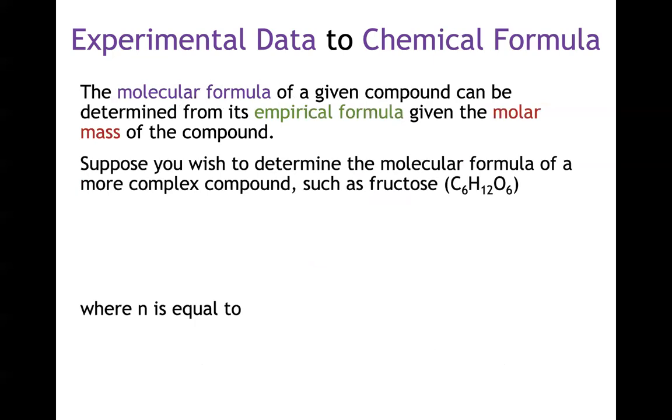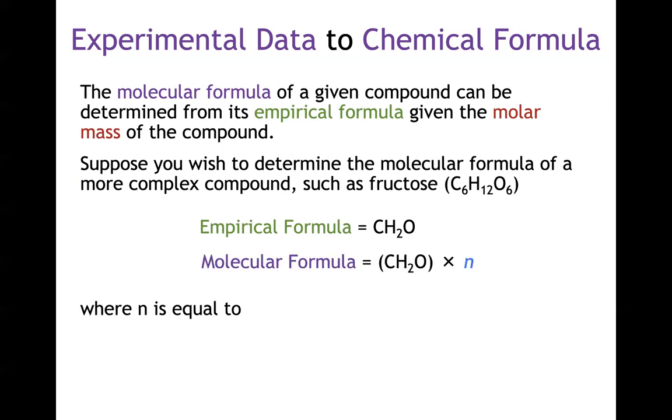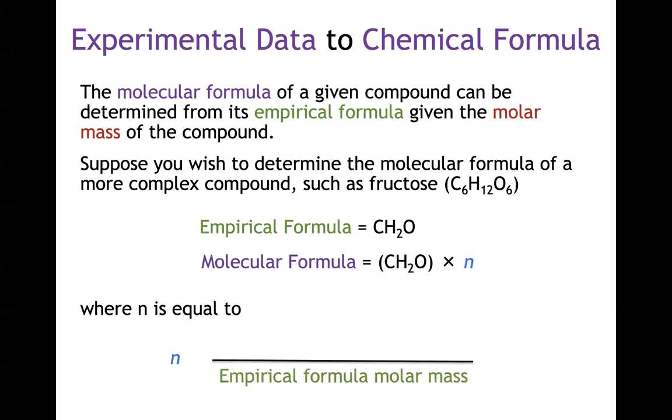Okay, so now suppose we have a more complex example and we're looking at fructose that has the chemical formula C6H12O6, right? The empirical formula of it is the simplest ratio. So it looks like we could divide everything by 6. We'd get CH2O. Its molecular formula is CH2O multiplied by a number, which we're going to call N. How can we calculate N, right?